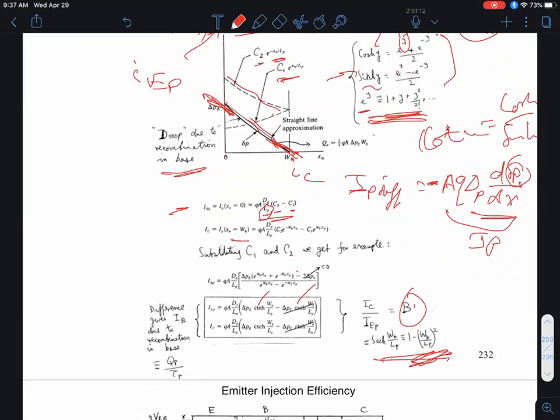All right. Now, once I get IEP and IC, the difference of the two currents will give you the base current, which is QP over the lifetime. Is that the total base current or only part of it? Anybody?